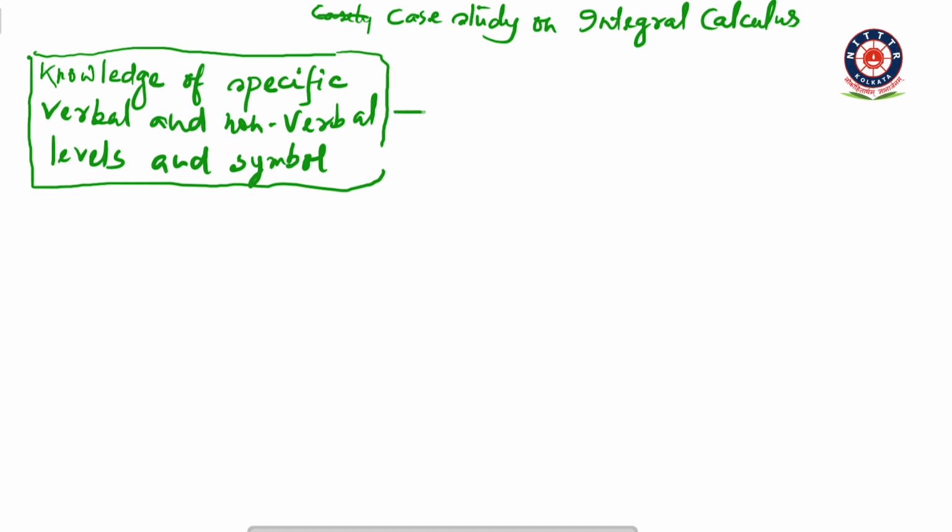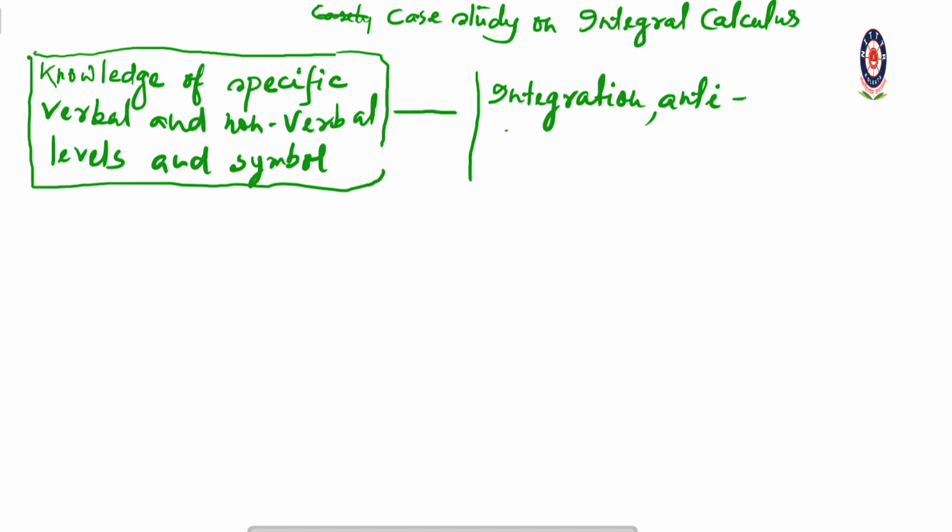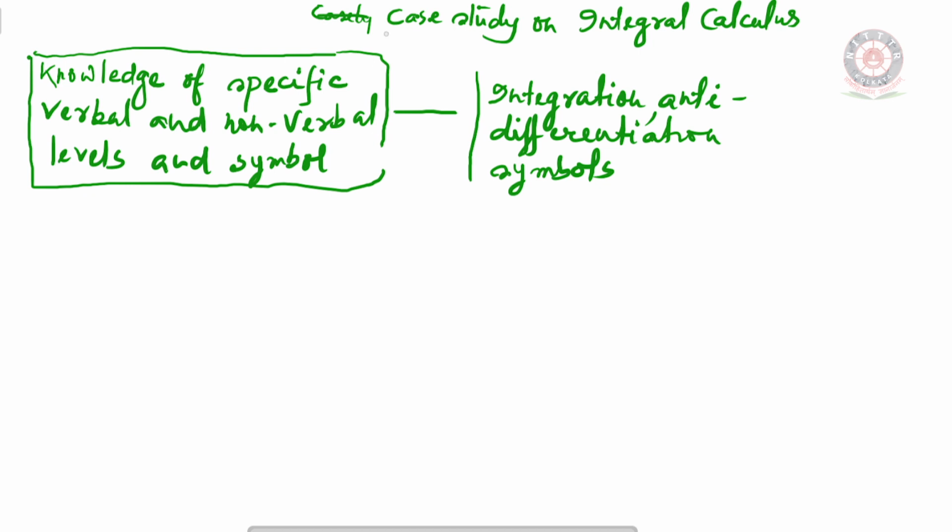As for example, this can be integration, this can be anti-differentiation, this can be symbols and so on. All these are basically factual knowledge, okay. This can be factual knowledge.